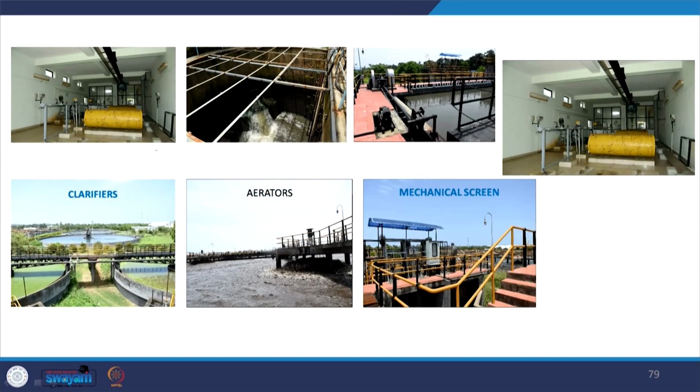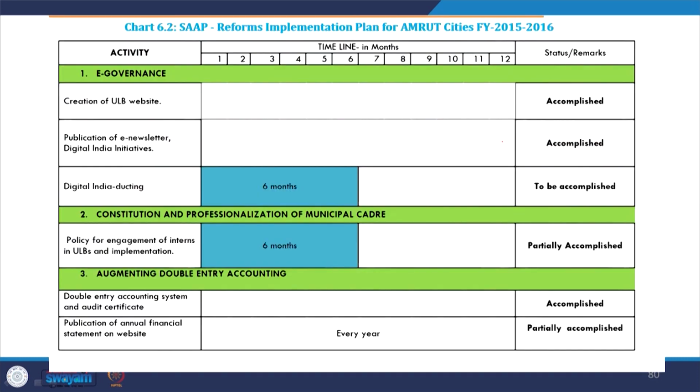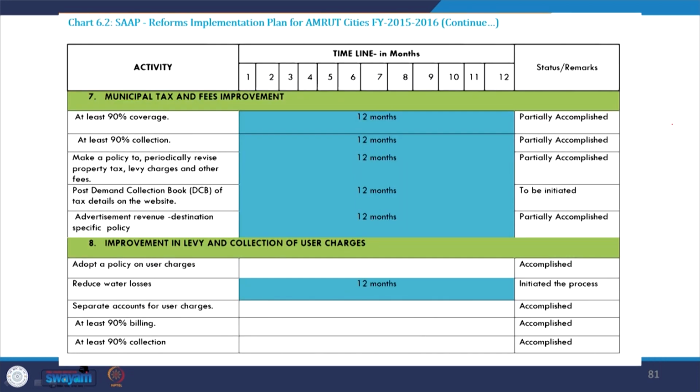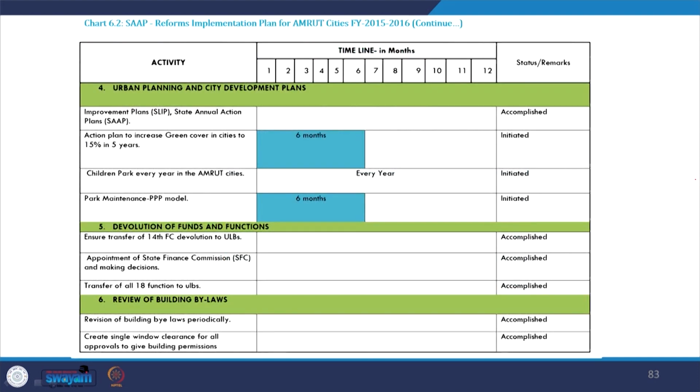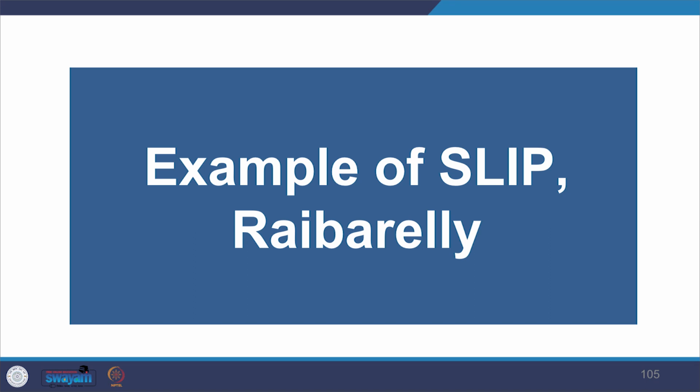So, we see these pictures of how some of the projects have come up in Thiruvananthapuram, the projects which they have done. So, this is for the example. We further see how they have reviewed their work, completion, and the timeline they have targeted. We see all those reforms, what implementation they are doing and how they are achieving their targets here. Now, we will look at the example of SLIP, and that is from Raebareli, Uttar Pradesh.